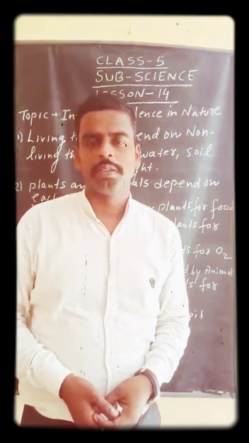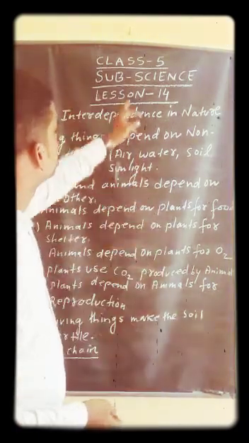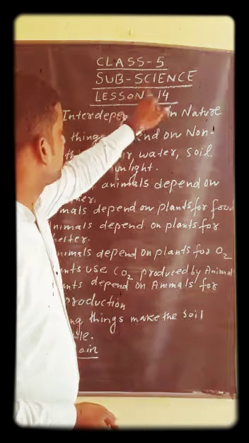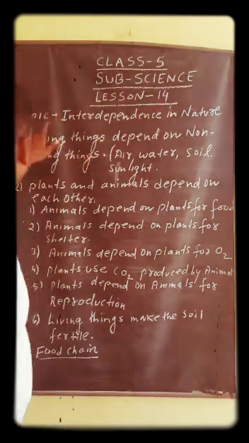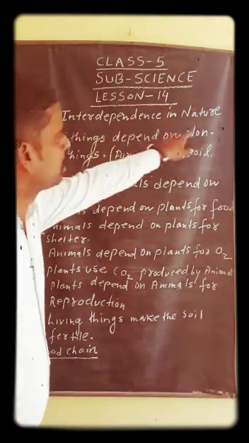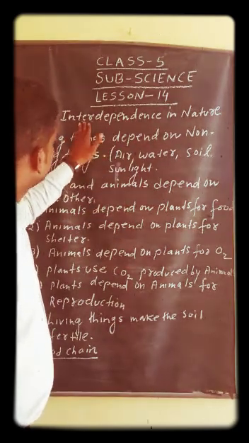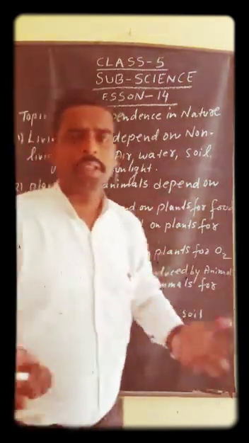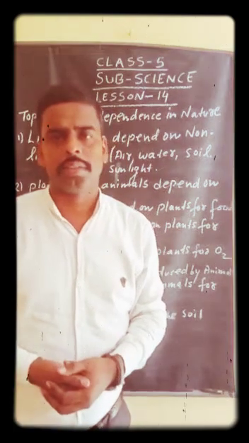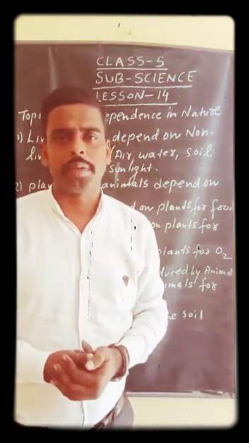Today I am going to teach you class 5th science, lesson 14, and the topic name is interdependence in nature. This topic is very important for you. Interdependence in nature means we depend on nature directly or indirectly. Suppose plants and animals depend on each other.